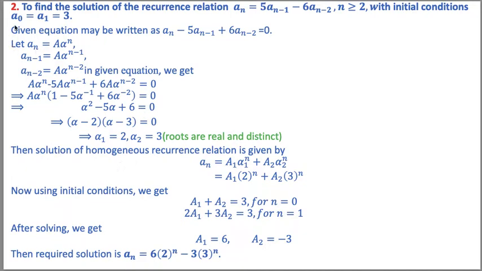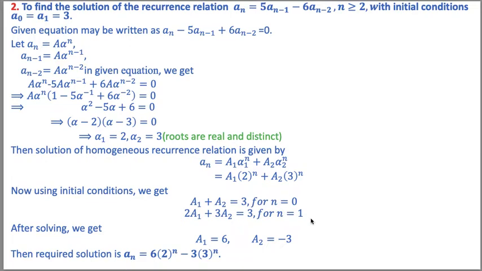So if we use these initial conditions and substitute n equal to 0 here, then we get a naught equal to a1 plus a2. N equal to 0 means 2 raised to power 0, which is 1, and 3 raised to power 0 is also 1. But a naught is given to be 3 here. So it is a1 plus a2 equal to 3.